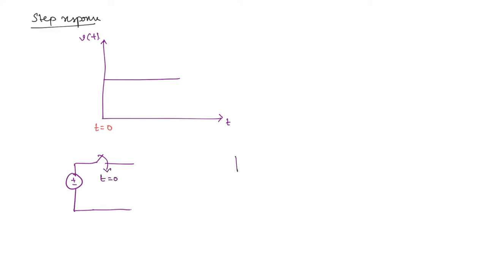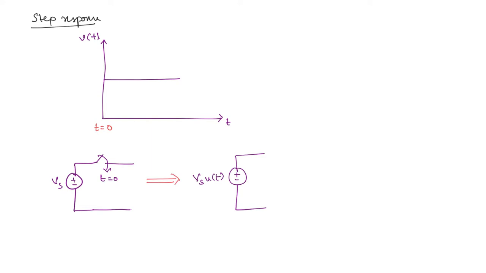Okay. So this you can write as, if this is Vs, then you can represent this as Vs u of t. The minute you write u of t here, it means that there is a switch which is being closed at t equal to 0. Okay. So this can be represented in this manner.